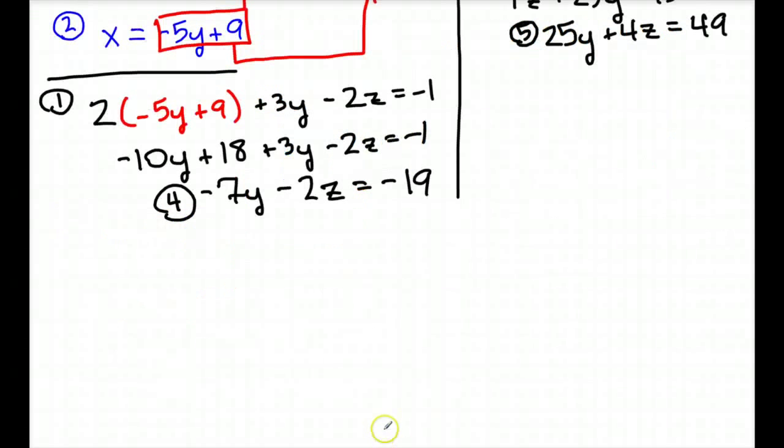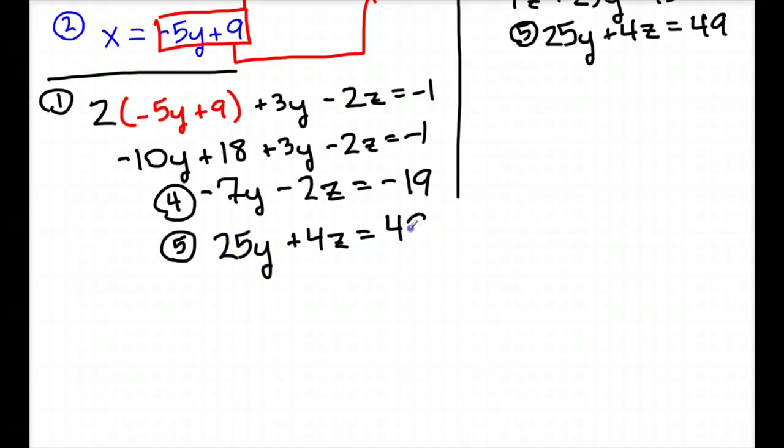So now I can take equation 4, and I can take equation 5, and treat that as my new two-variable system, and now I can just do elimination on those two to start solving for y and z, just like I did on problem number 1. So this is going to be now just like a new two-variable system.